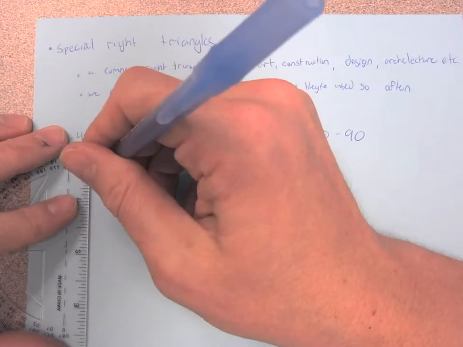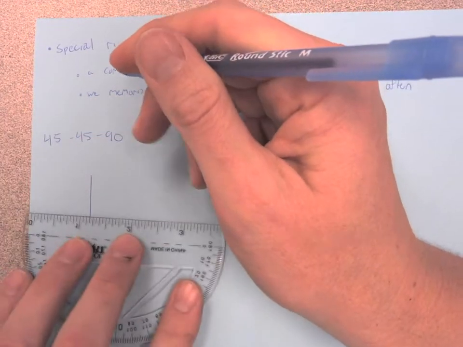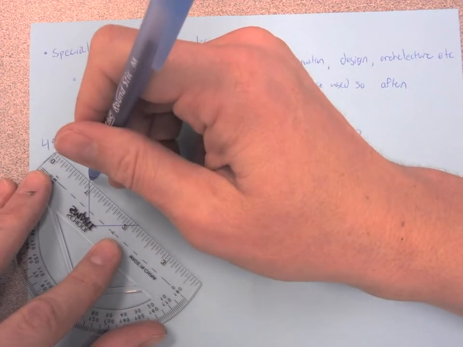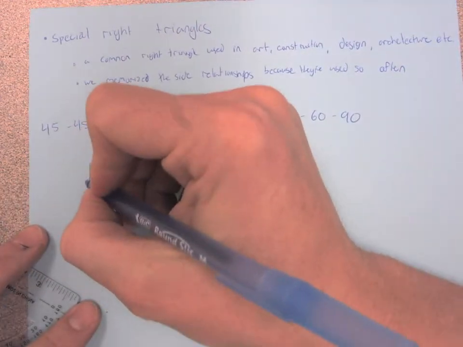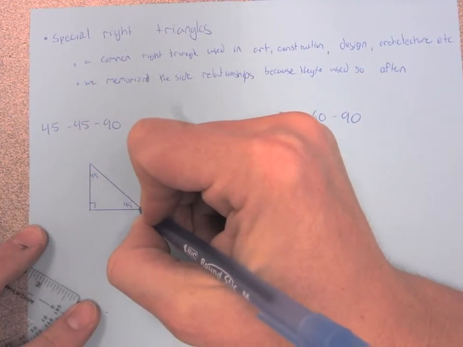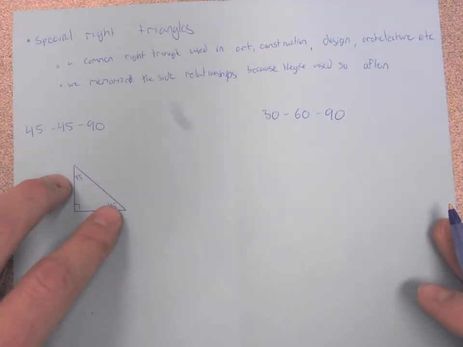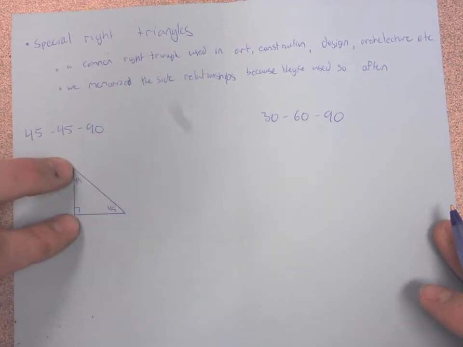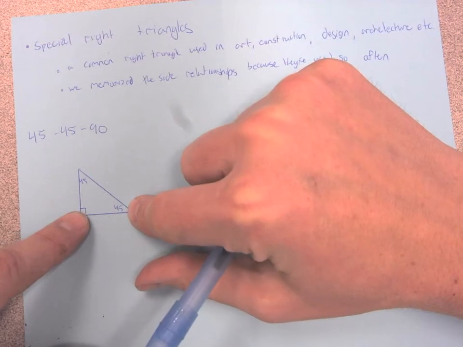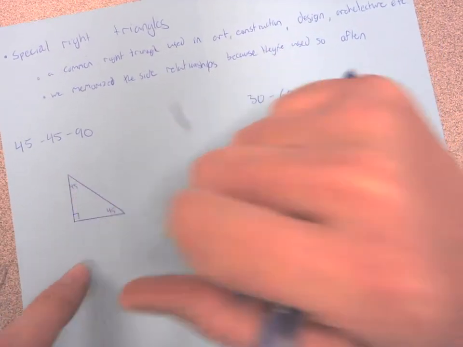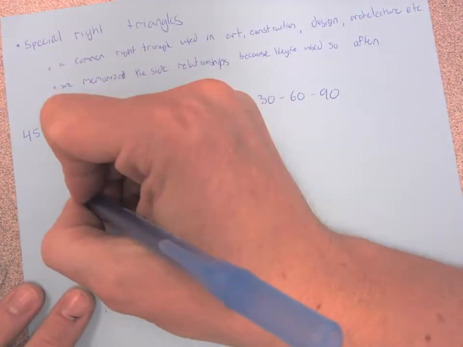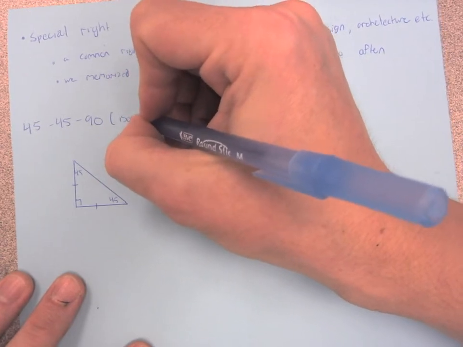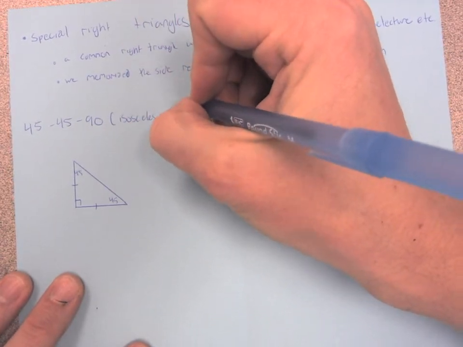In a 45, 45, 90, you have a 90-degree angle, of course, and then the other two angles are both 45 degrees. Now the interesting thing is if these two angles are both 45, then the sides across from them must also be equal in length. You think about this 45-degree angle opening up here and this one opening up here, these sides have to be the same length. So this also makes it an isosceles triangle. The 45, 45, 90 is an isosceles right triangle.